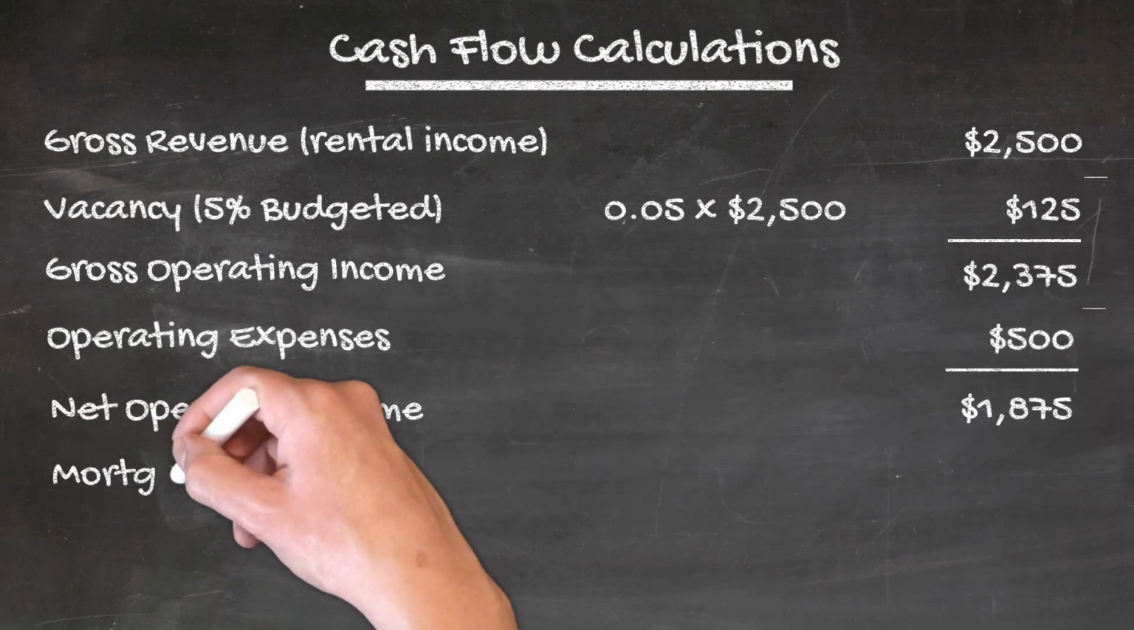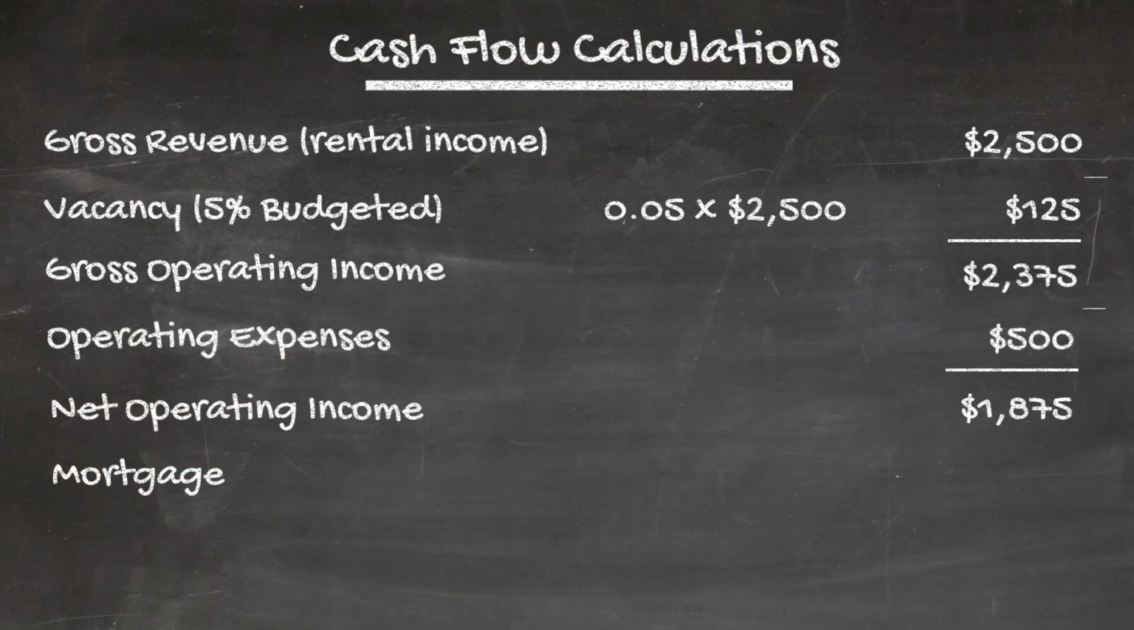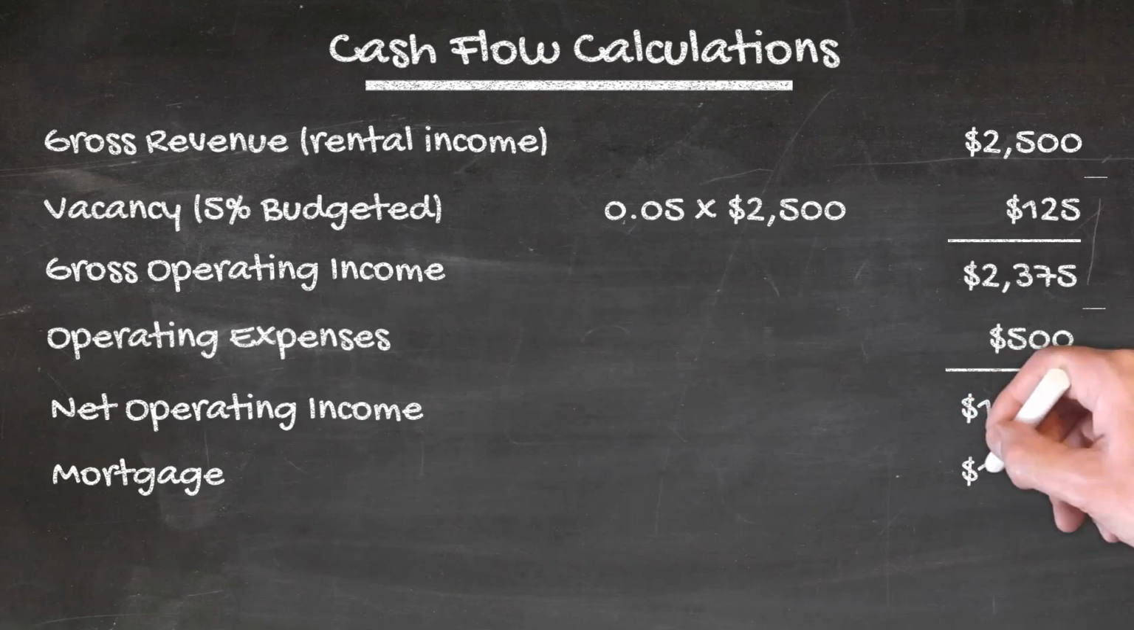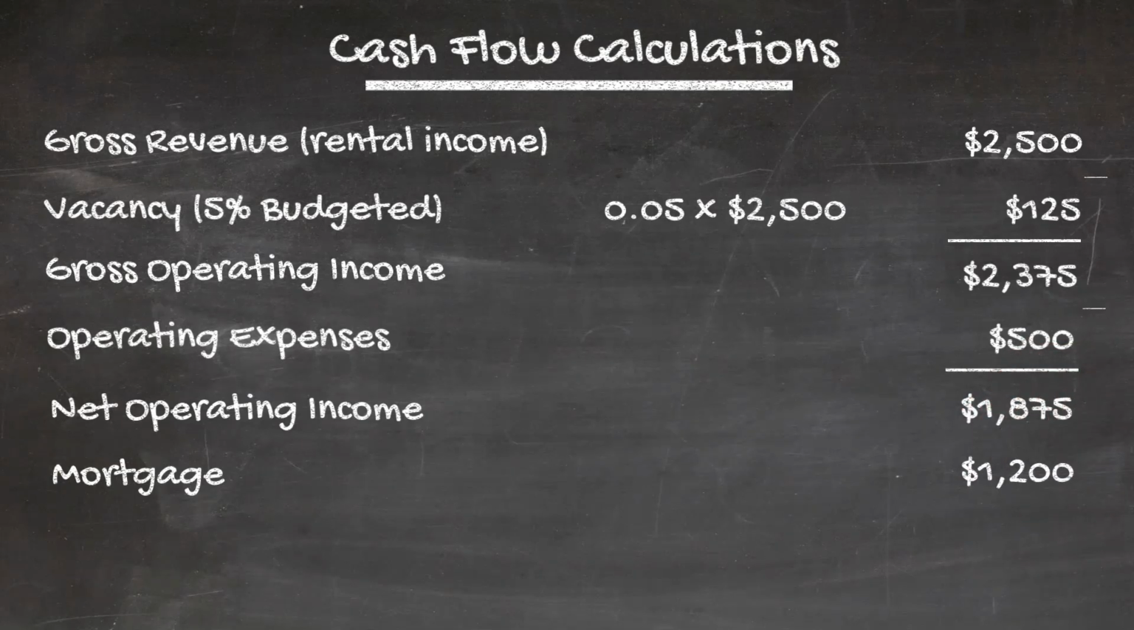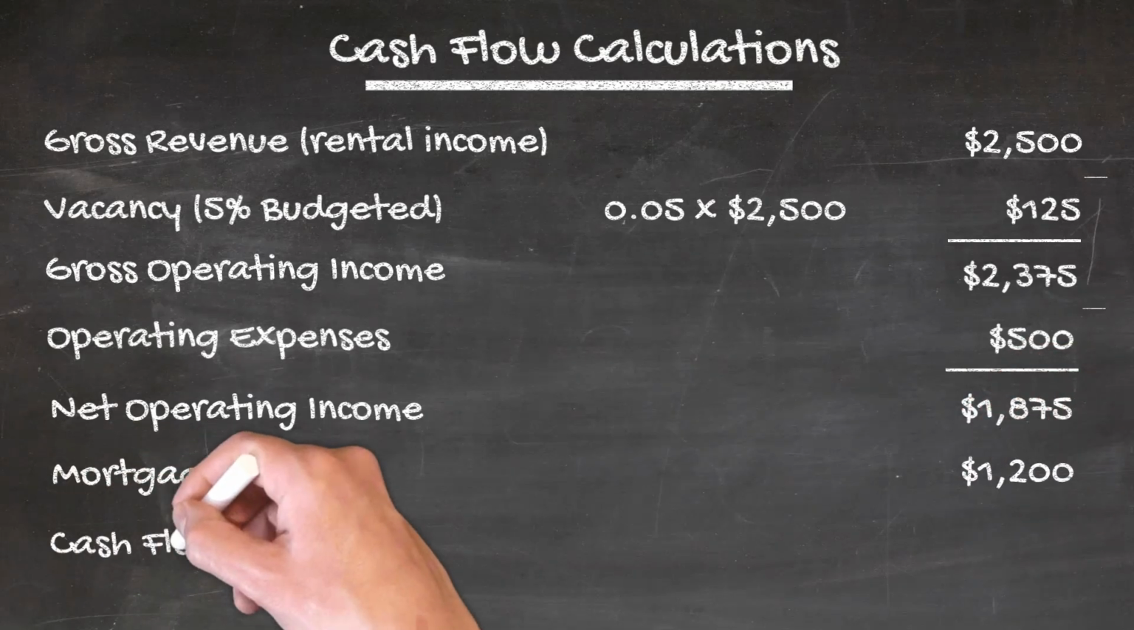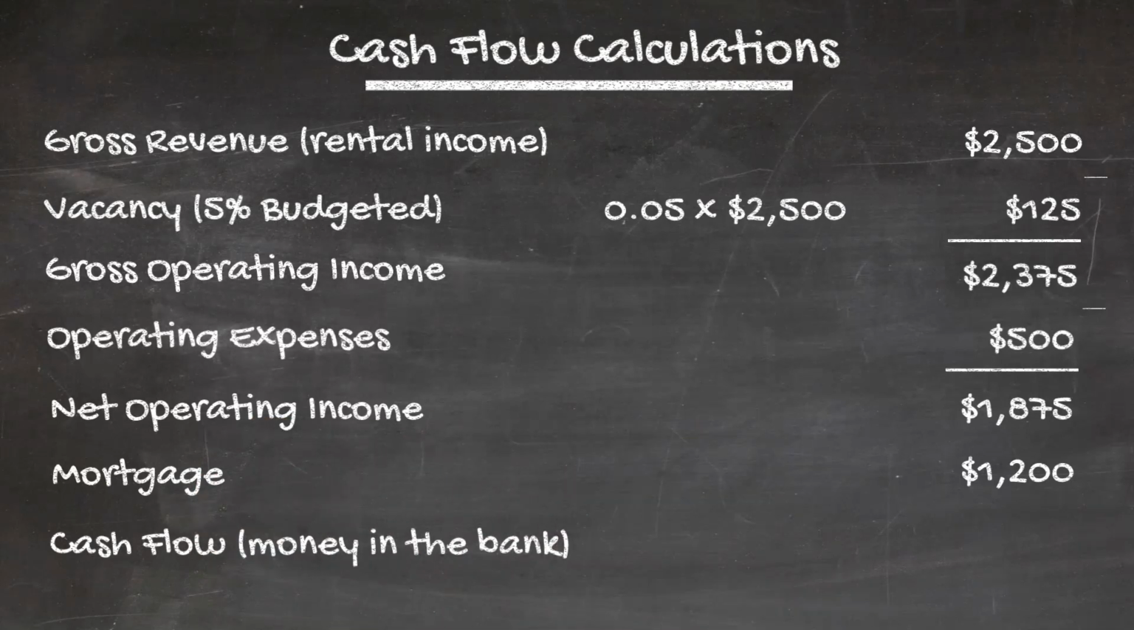Speaking of loans, if you've taken a mortgage to buy the property, you'll have to make monthly payments. Let's say your mortgage payment is $1,200 per month. After paying the mortgage, what's left is your cash flow. So, subtracting $1,200 from $1,875 will leave us with $675. This is the money you put in your bank account each month.